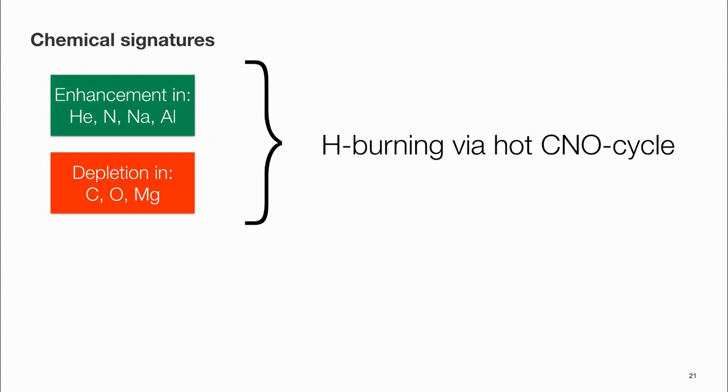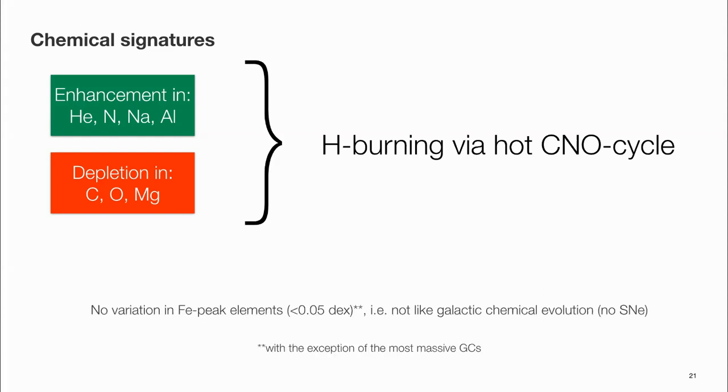So one question we often get is, what about supernovae? Can supernovae produce some of these abundance patterns? The problem with supernovae is that in globular clusters, we don't see iron spreads or iron-peak abundance variations. So it's not like galactic chemical evolution, where we see an enrichment of metallicity as well. There are a few exceptions of very massive globular clusters that have some iron spreads, but there's a consensus in the community that those are strange beasts. So I'm not going to be talking about those today.